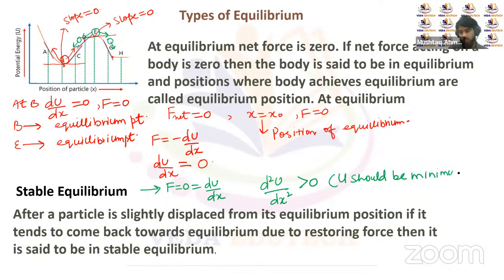For a stable equilibrium position, the potential energy should be minimum and the net force should be equal to zero. Mathematically, we can say the second derivative of the potential energy with respect to its position should be positive, right? Then the point will be called a stable equilibrium point.